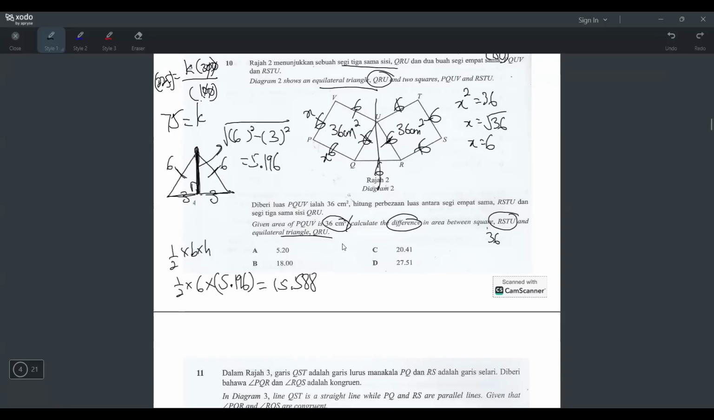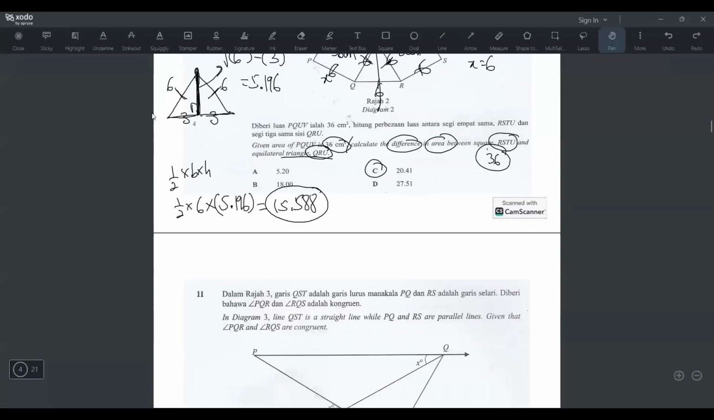Okay, now my next step. Find the difference in area between square RSTU and equilateral triangle QRU. So difference means take bigger minus smaller. They want the difference in area between square and triangle. The square's area we already have, 36, and the triangle's area we already have this. So just press 36 minus the answer. Let me press now. Okay, we get 20.412. So C is the answer. So number 10 is C. Okay, so easy. That's all.